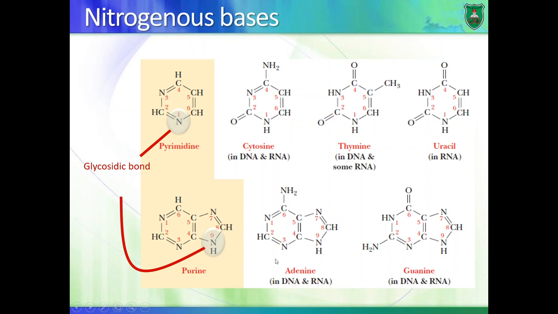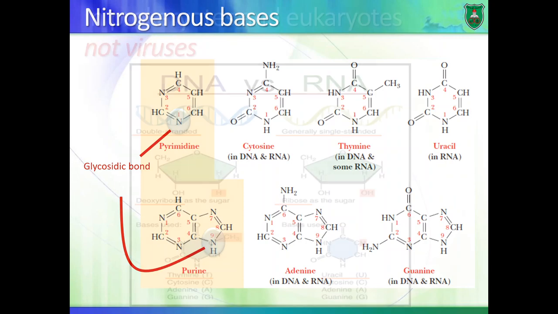Now, adenine and guanine exist in DNA as well as RNA. Cytosine also exists in DNA and RNA, but thymine exists in DNA only, and uracil exists in RNA only. Yes, it says here, and some RNA, but these are exceptions. So the rule is that thymine exists in DNA. Now, pay attention throughout this lecture to the differences between DNA and RNA, and I'll get to that as well.